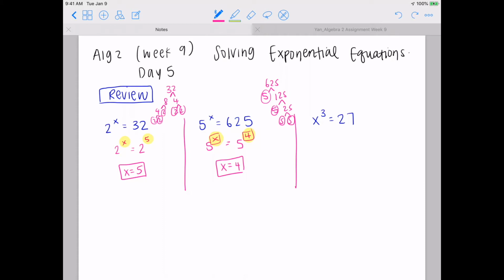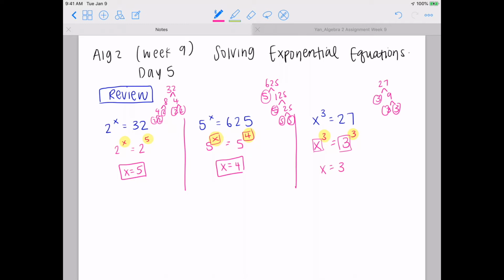Okay, next question is 27. If I break 27 down to 3 and 9, 3 and 9, 3 and 3, these are all my primes. So 3 to the third power equals x to the third power. In this case, they have the same exponents, so that means their bases should be the same. So x equals 3.